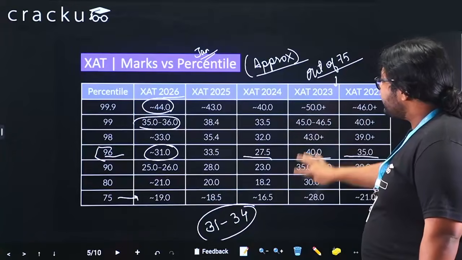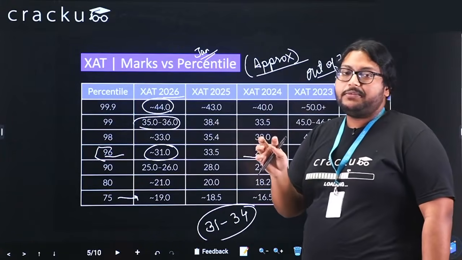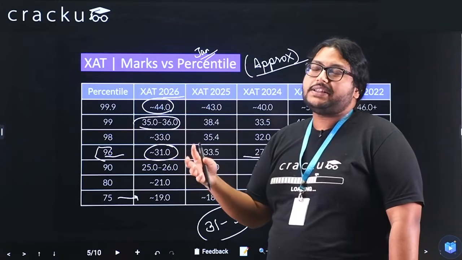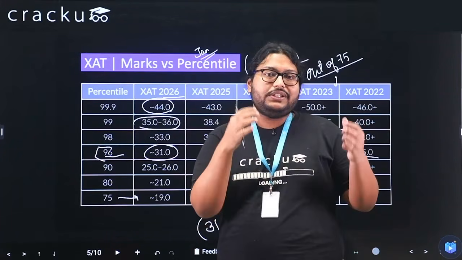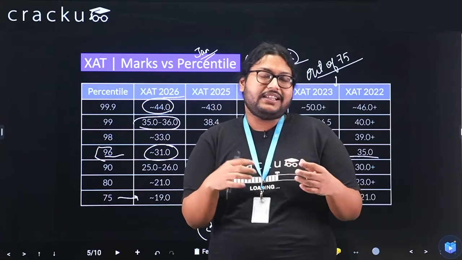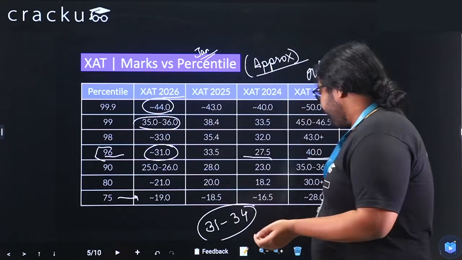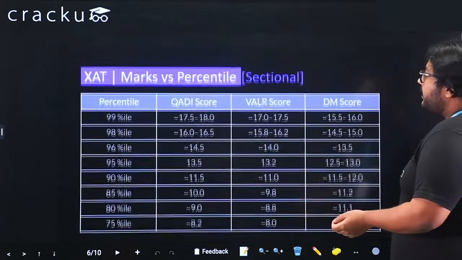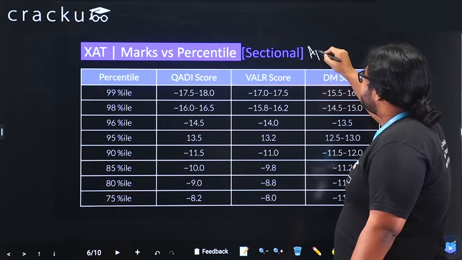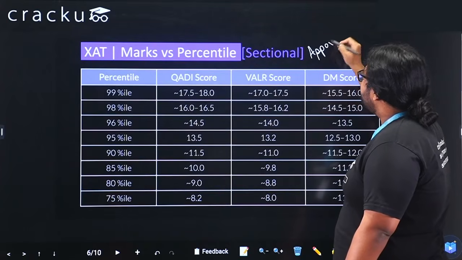Now let's look into the section-wise split, because other colleges don't really have that as much, but XLRI has that. You need to have certain cutoffs, certain percentiles in the sections, otherwise you will not be eligible. Talking about the sectionals, this is again collated data, so this is at best an approximation.